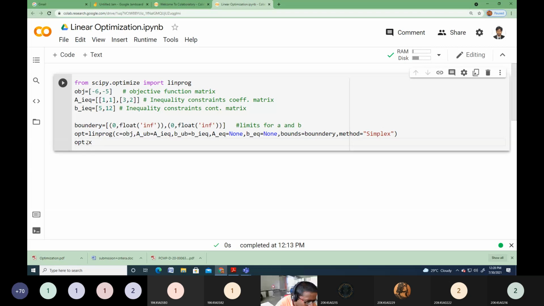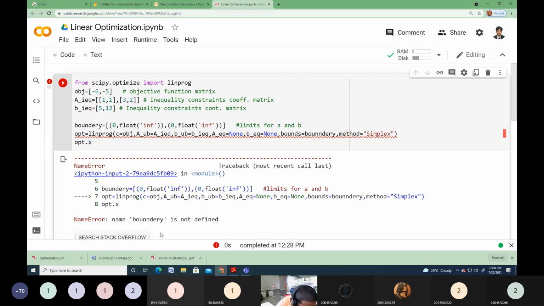OPT dot X will give only the solution. Now try to build it. You can see what the output will be. Sir, boundary, why? Spelling wrong. Boundary, yes, spelling, right.